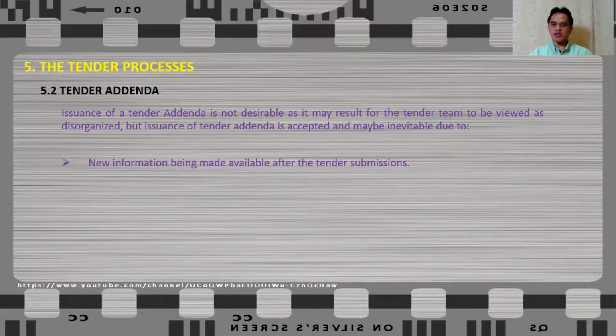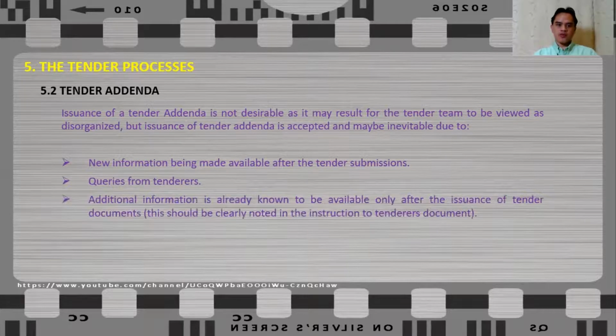after the tender submissions. Tender addenda can also be a result of queries received from tenderers, or additional information that is already known to be available only after the issuance of tender documents. If this is the case, this should be clearly noted in the instruction to tenderers document, so that the tenderers would know that they should expect certain addenda to the documents that they have received.